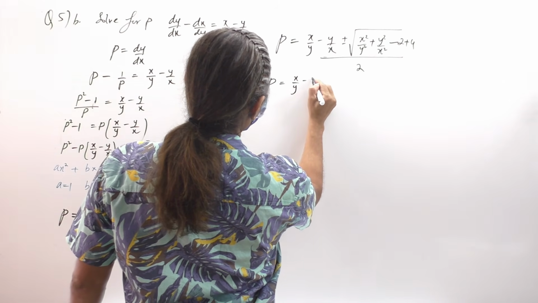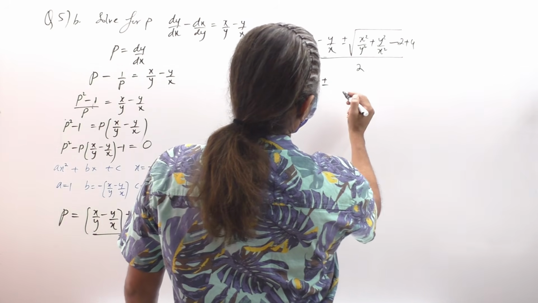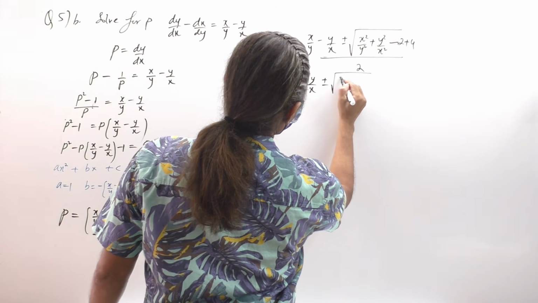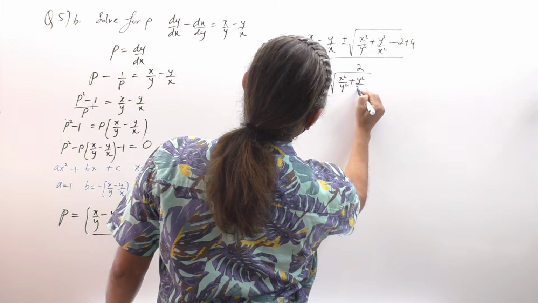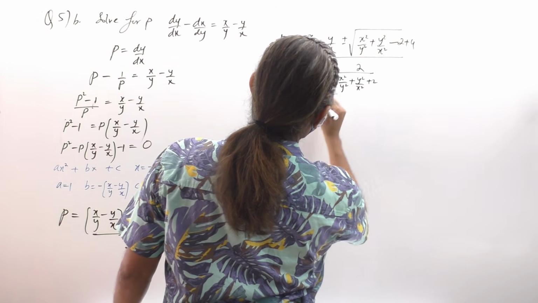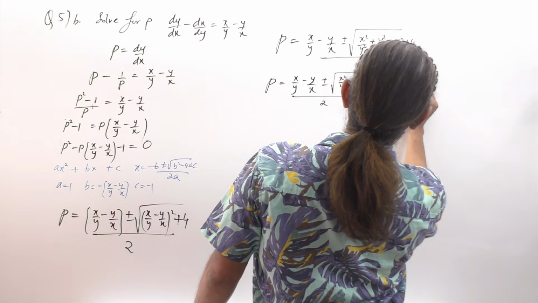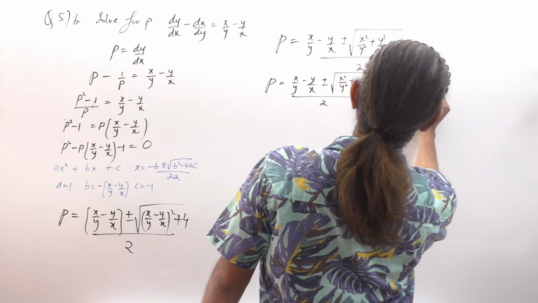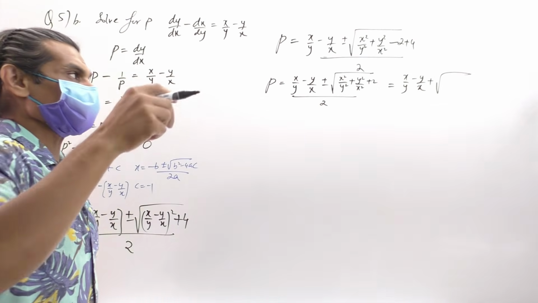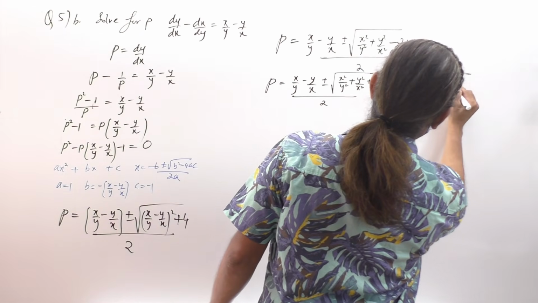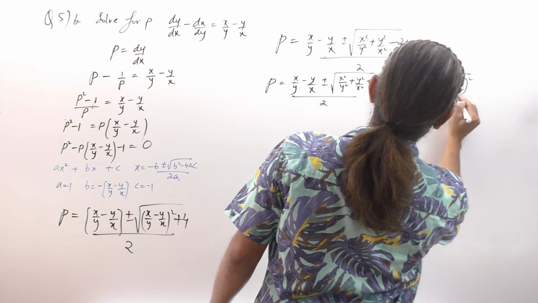That means p will be now x by y minus y by x plus or minus, this will be x square by y square plus y square by x square plus 2, correct, upon 2, and this is definitely x by y minus y by x plus root of, x square by y square plus y square by x square plus 2 will be nothing but x by y plus y by x the whole square upon 2.